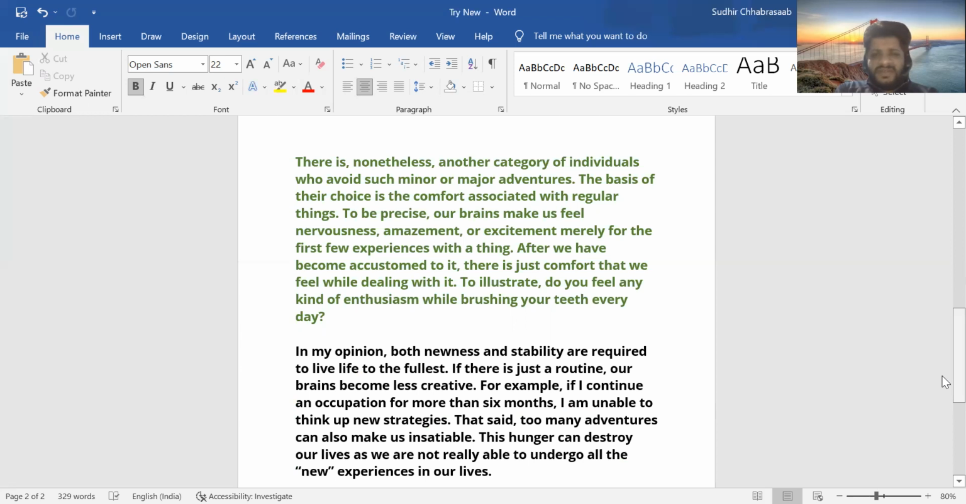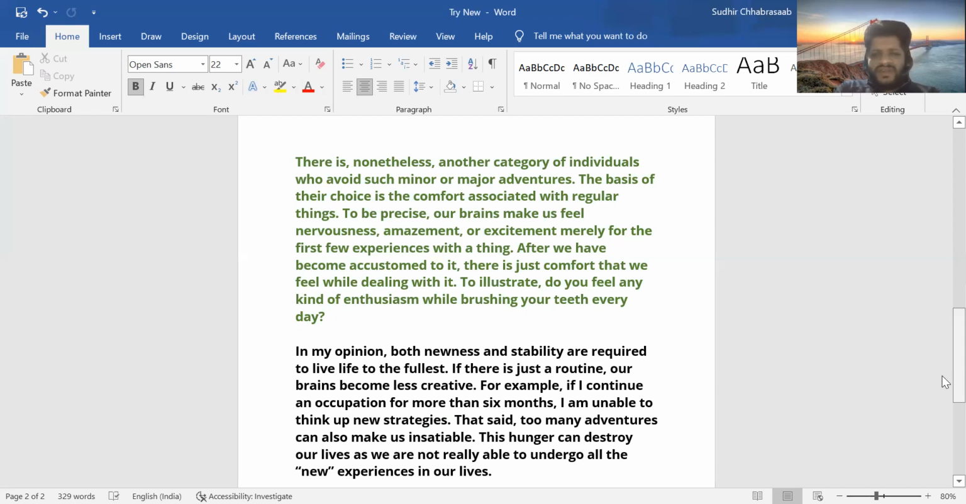To be precise, our brains make us feel nervousness, amazement, or excitement merely for the first few experiences with a thing. Of course, the first time I did mathematics, I was nervous. The 15th time I did it, I didn't feel any kind of mental pressure, burden, or excitement. It was a routine task. So that excitement lasts only about the first few experiences. After we have become accustomed to it, as in used to it, there is just comfort that we feel while dealing with it.